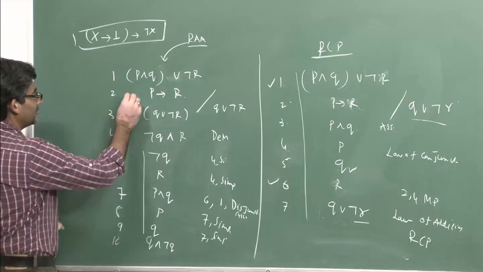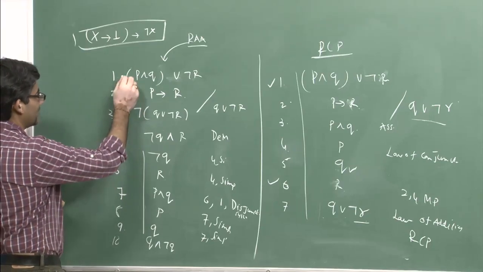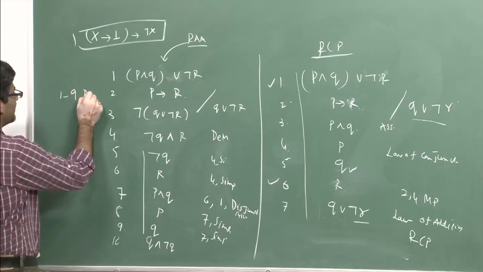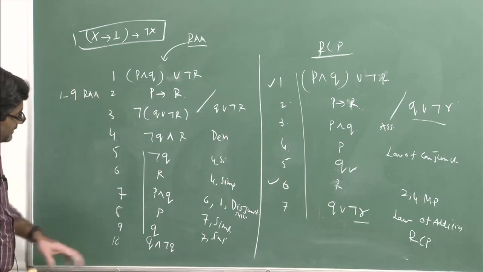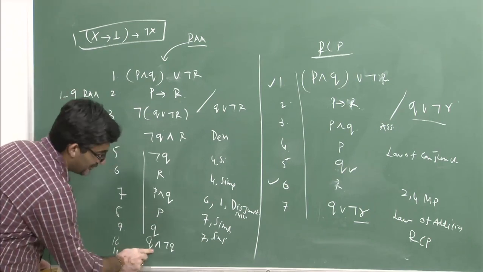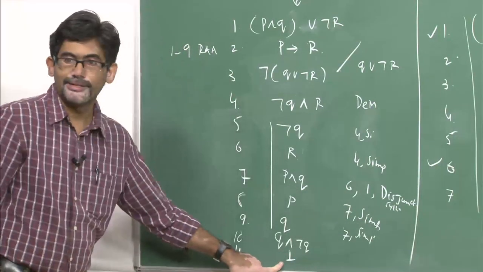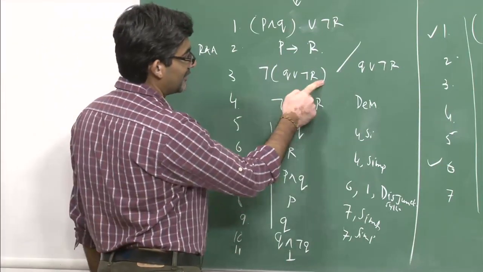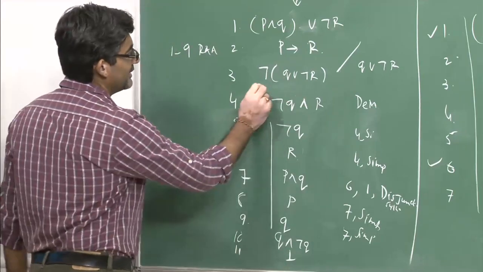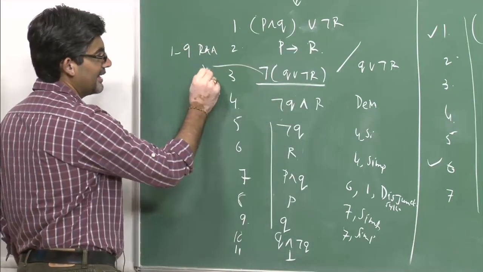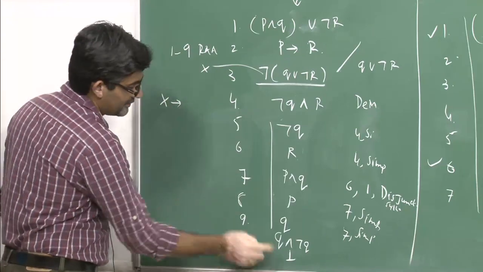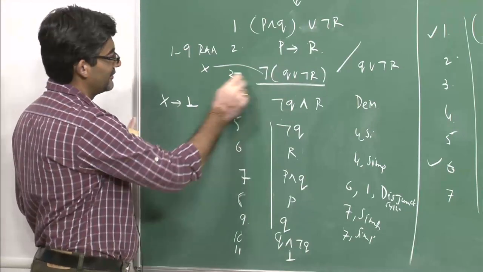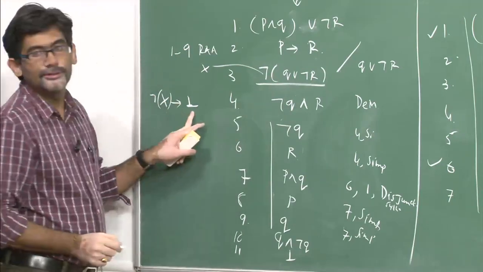So now what you do here is that starting from 1 to 9, reductio ad absurdum. So what has happened in the 11th step, whenever you come across Q and not Q, you mention it with this particular symbol, that is a contradiction. So negation of the conclusion leads to a contradiction. Suppose you take this as X, so now X has led to this contradiction. So we showed that negation of X leads to a contradiction.